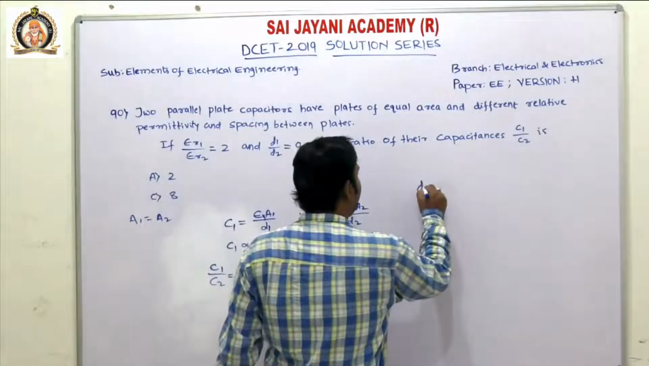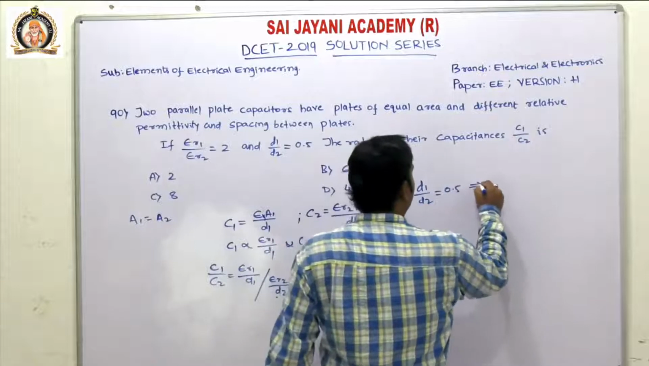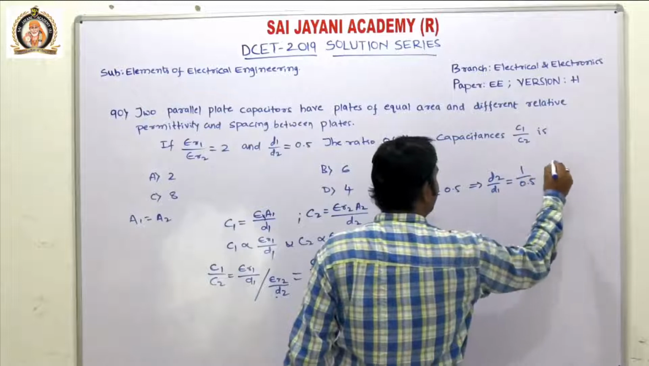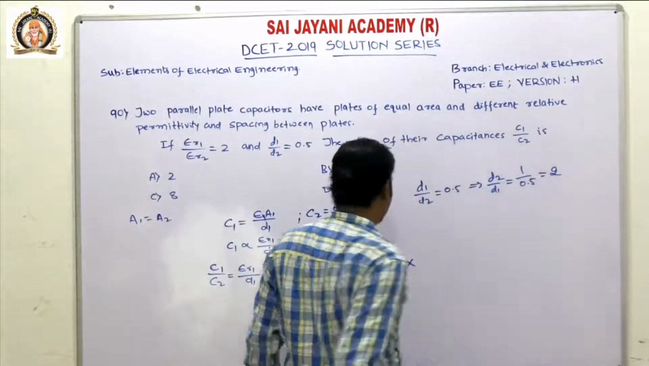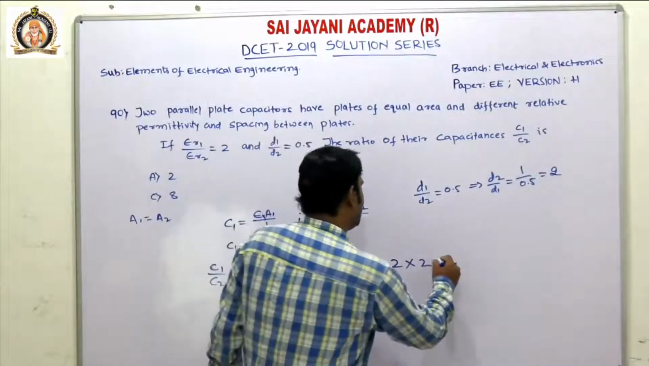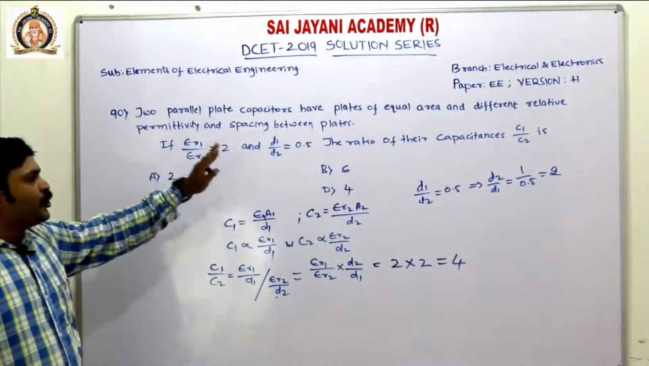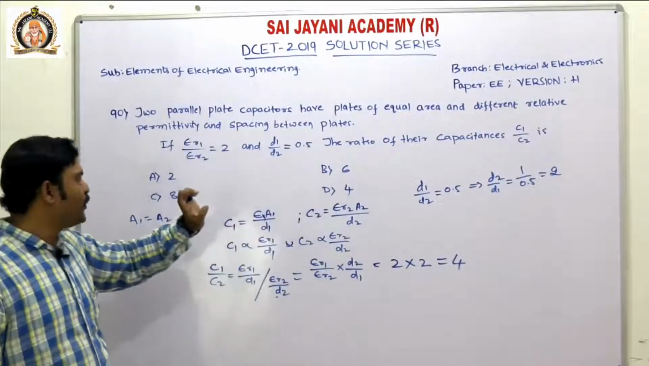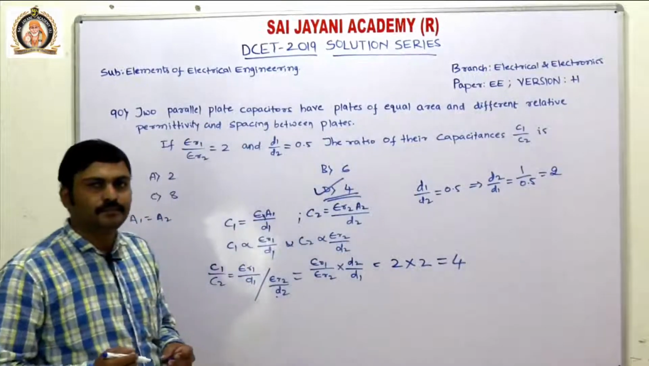Okay, here he has given D1 by D2 as 0.5. So that implies D2 by D1 will be 1 divided by 0.5, right? How much? 1 divided by 0.5 means 2 again. So this will be 2, right? So 2 into 2 is 4. So what is the answer? The ratio of their capacitance C1 by C2 is 4. Which option is right? Option D, 4 is the right answer.